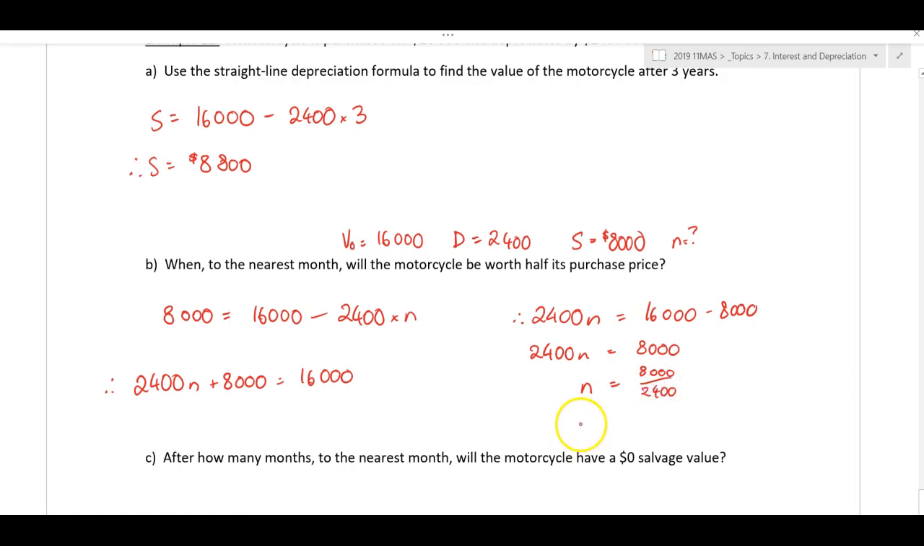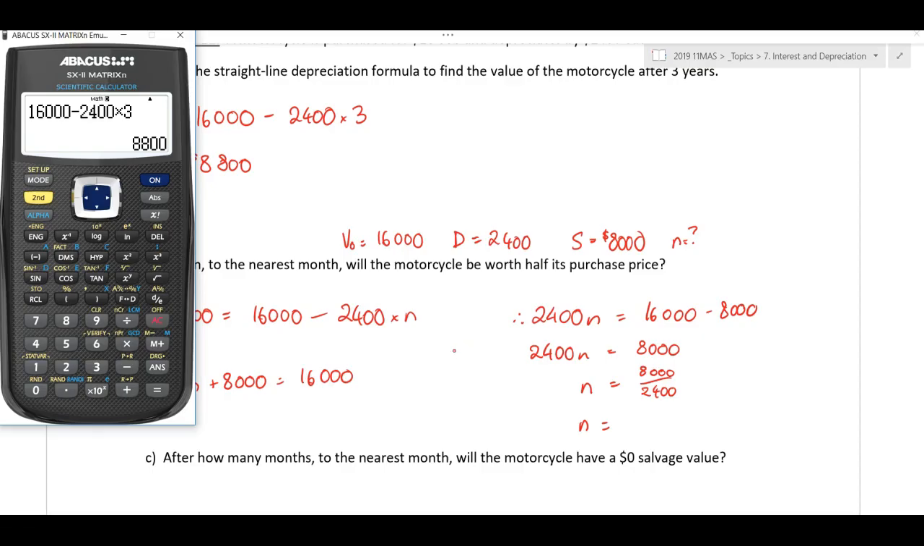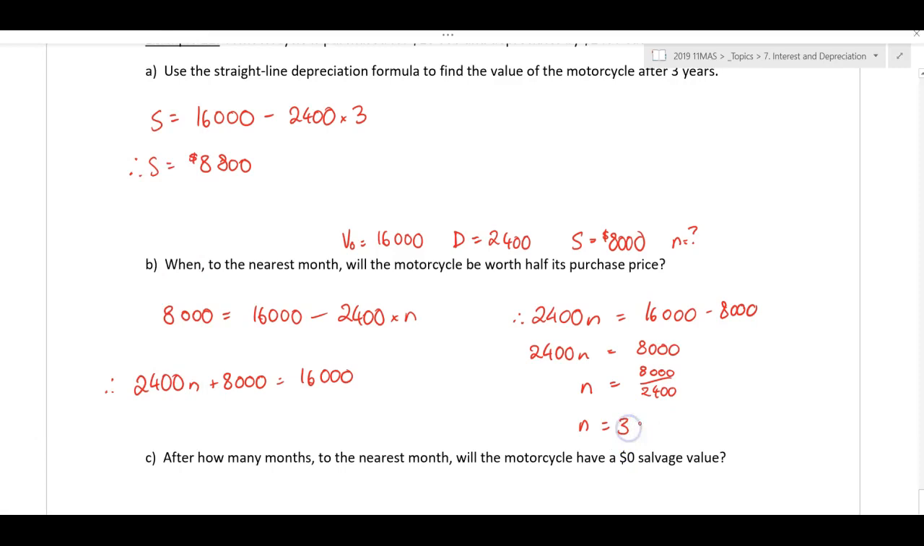Okay, and I'm ready now to get my answer. 8,000 divided by 2,400 equals 3 1/3, 3.3 recurring years. Now it says to the nearest month, so 3 1/3 years is 3 years 4 months.